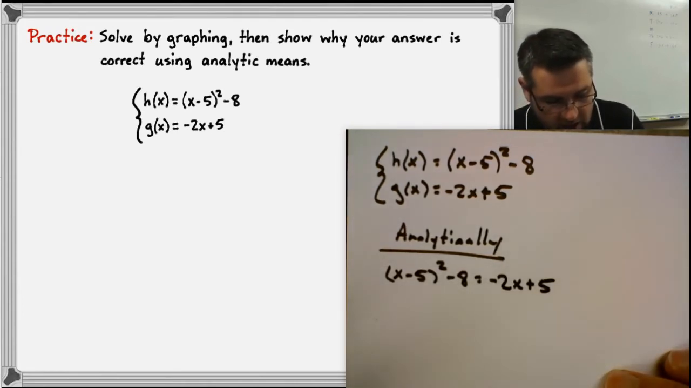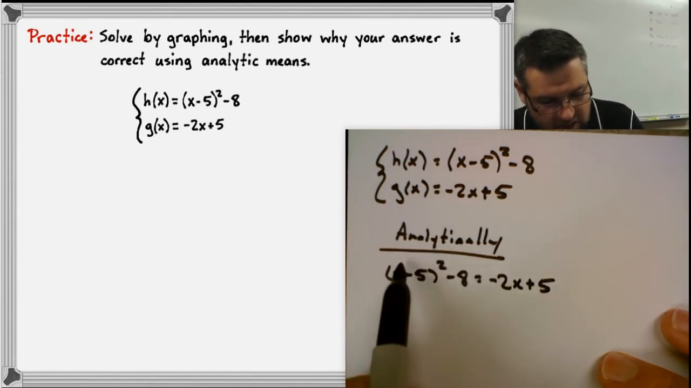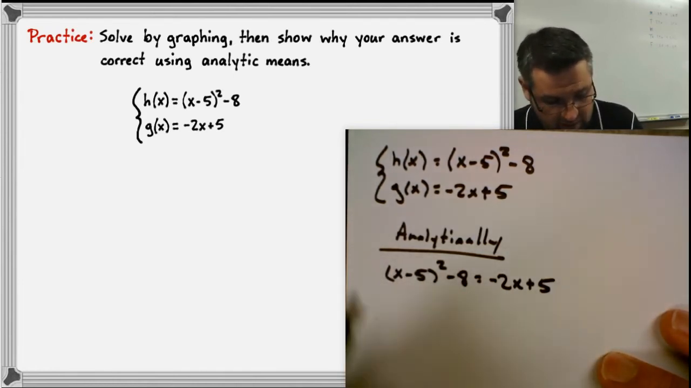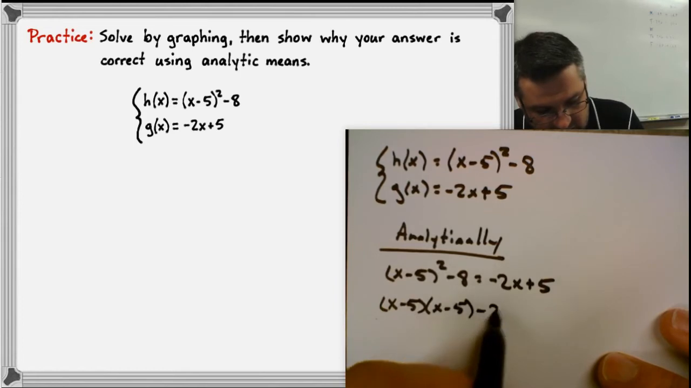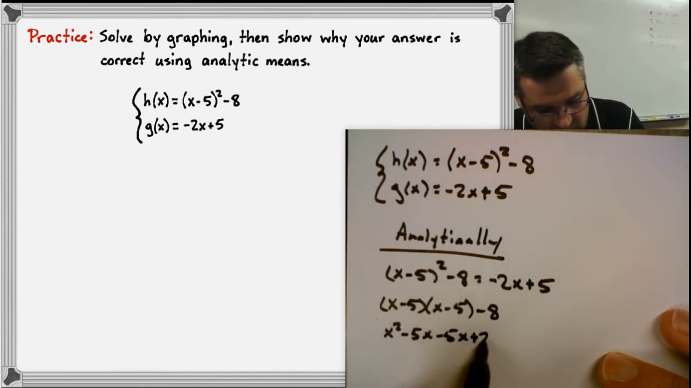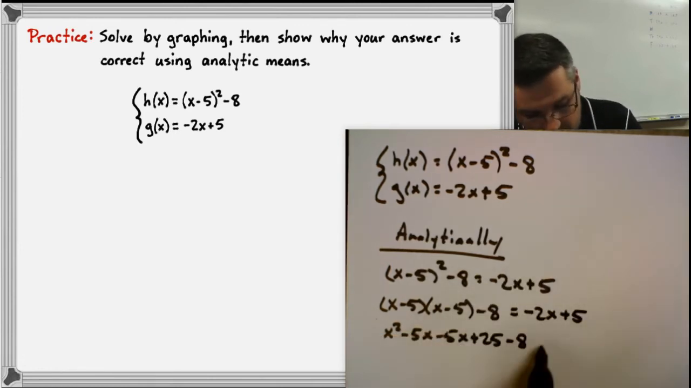Okay, so now I have them equal, just like I did on the previous problem. But since this is in vertex form, I have to get this in standard form in order to work with it effectively. So remember, to do that, we have to expand the x minus 5 to say x minus 5 times x minus 5 because of the squared. Then we'll go ahead and multiply all that out. So we get x squared minus 5x plus 25, and then the minus 8. And then don't forget to carry down the negative 2x plus 5.